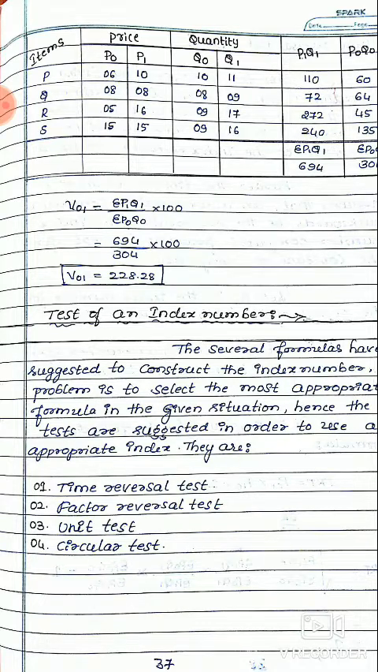Then the P0 values, that is base year prices, are 6, 8, 5, 15, and current year prices are 10, 8, 16, 15. The base year quantities are given. First, base year quantities are 10, 8, 9, 9. Current year quantities are 11, 9, 17, 16.